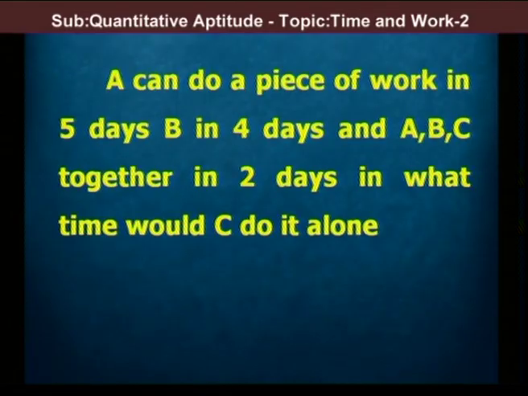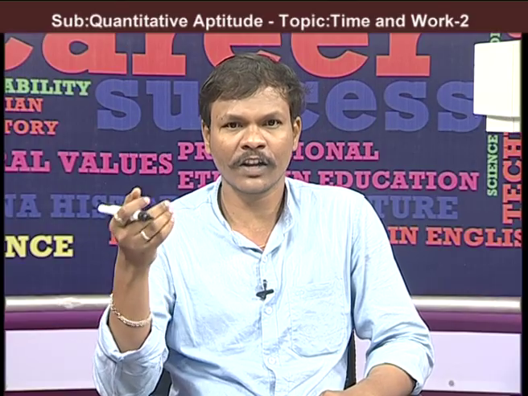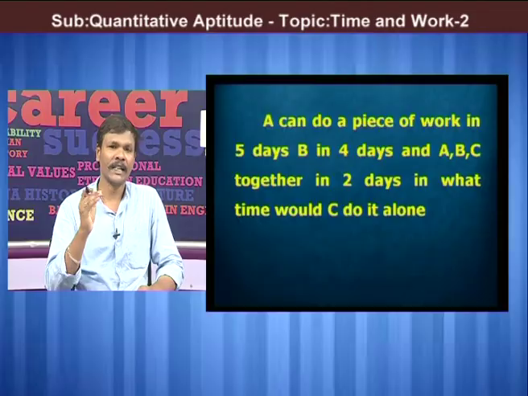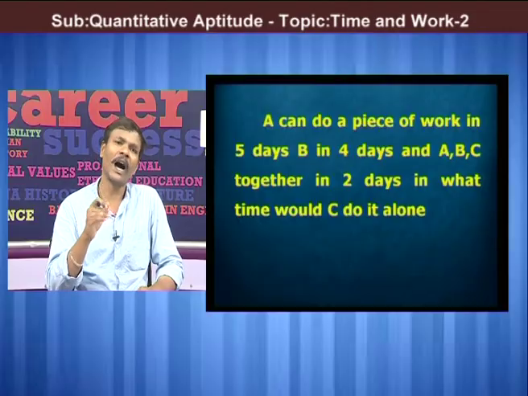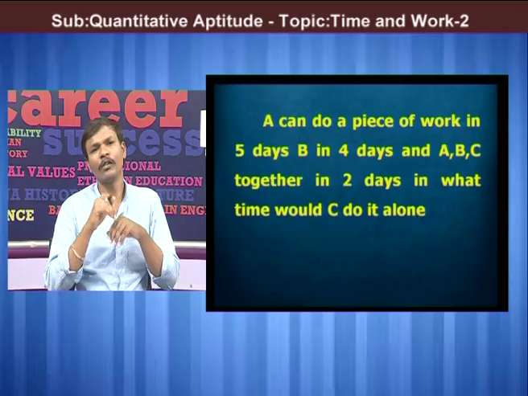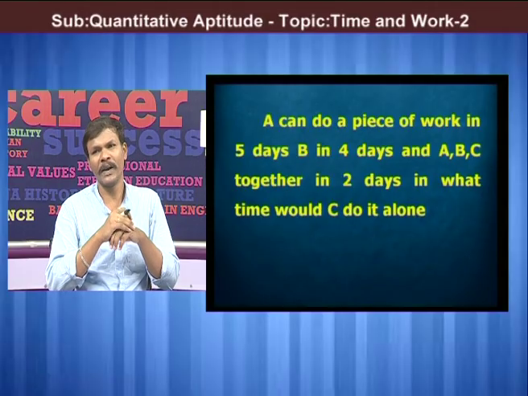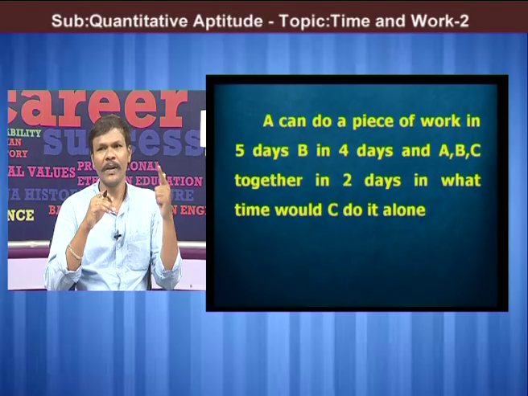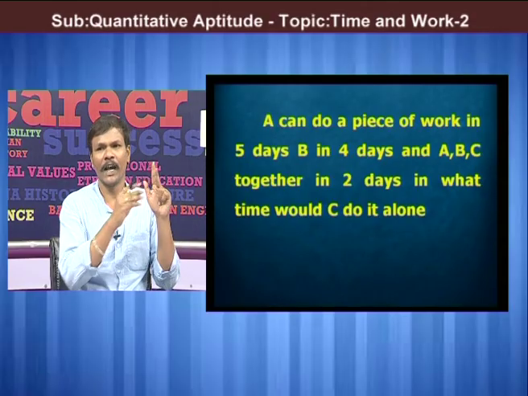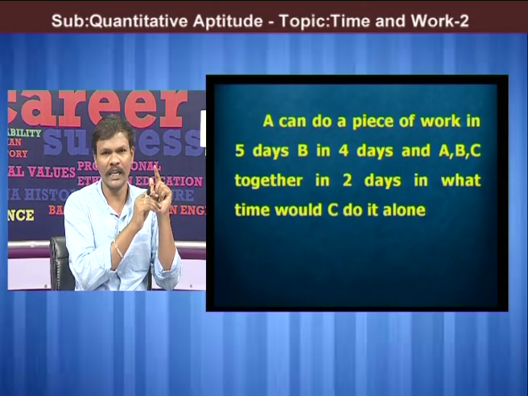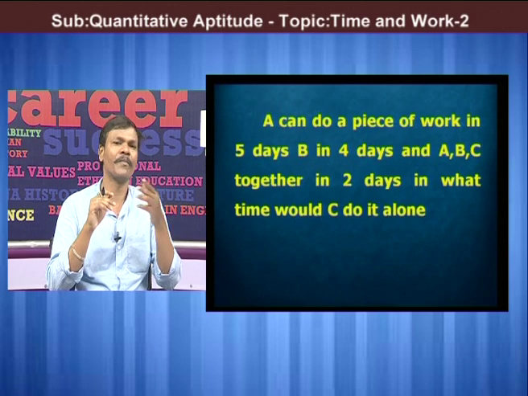In the before question, we found out A, B, C working together in how many days. In this question, A, B, C together in 2 days is already given in the question, and we have to find out C alone. That means, A value we have, B value we have, C we do not have. So, we have to find out the C value. So, the question is different from the before model.